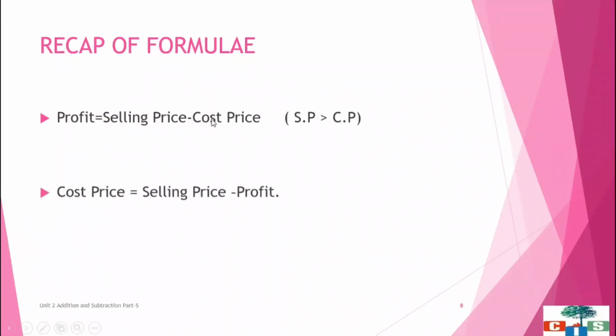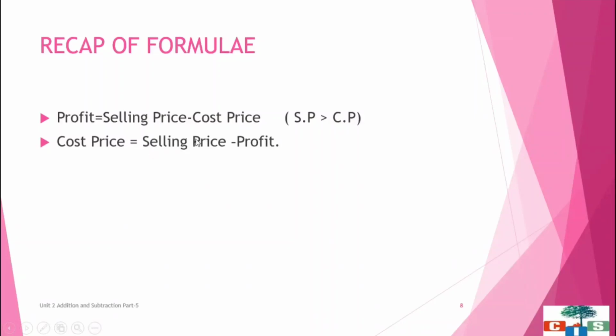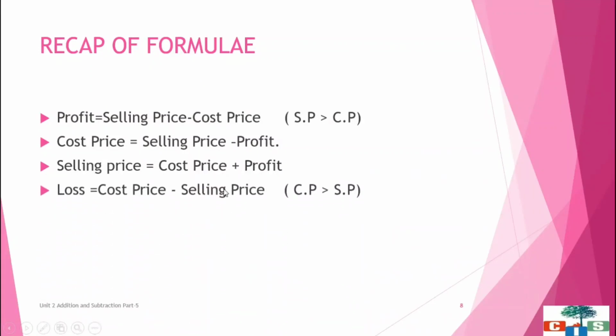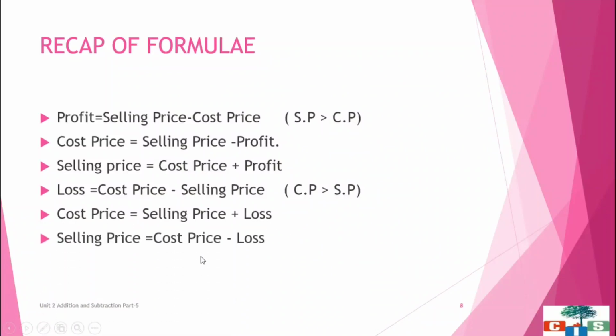So scholars, we will recap all the formulas we have learned so far. Okay, let's start. Profit is equal to selling price minus cost price. Cost price is equal to selling price minus profit. Selling price is equal to cost price plus profit. Loss is equal to cost price minus selling price. Cost price is equal to selling price plus loss. Okay. Next is selling price is equal to cost price minus loss.